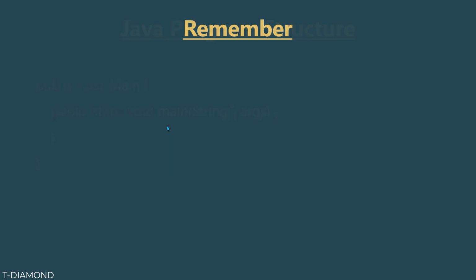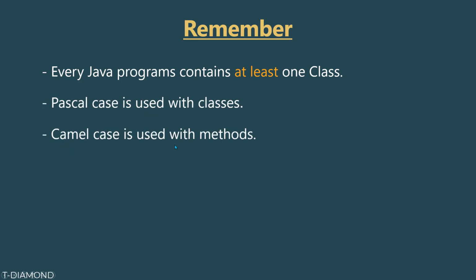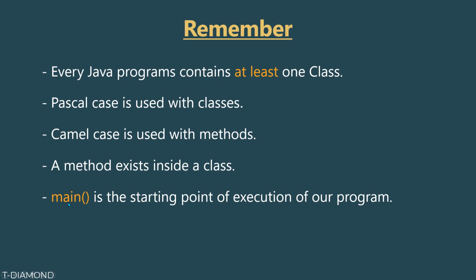So now I want you to remember these points. First of all, each Java program contains at least one class. Pascal case convention is used with classes, and camel case convention is used with methods. A method exists inside a class, and the main method is the starting point of execution of our Java program.